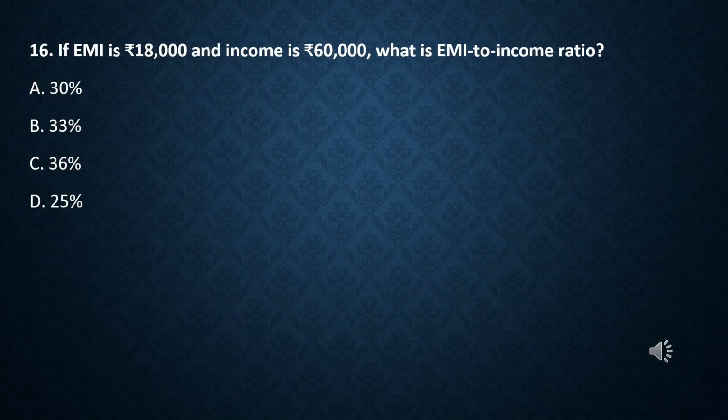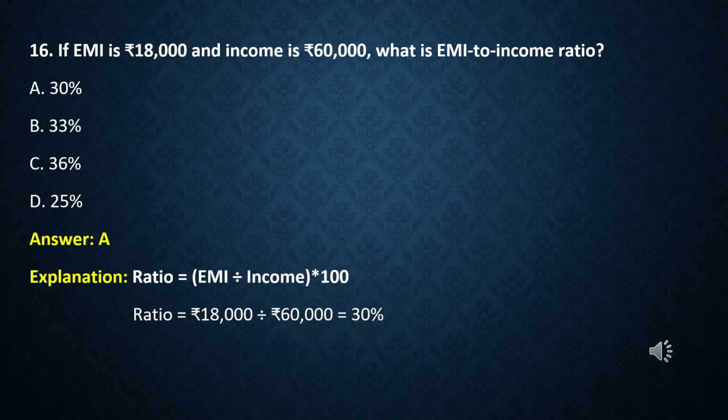Next question. If EMI is 18,000 and income is 60,000, then what is the EMI to income ratio? Option A, 30%. Option B, 33%. Option C, 36%. And option D, 25%. Correct answer is option A, 30%. Formula is EMI divided by income into 100. So EMI is 18,000 divided by income 60,000 equal to 30%.